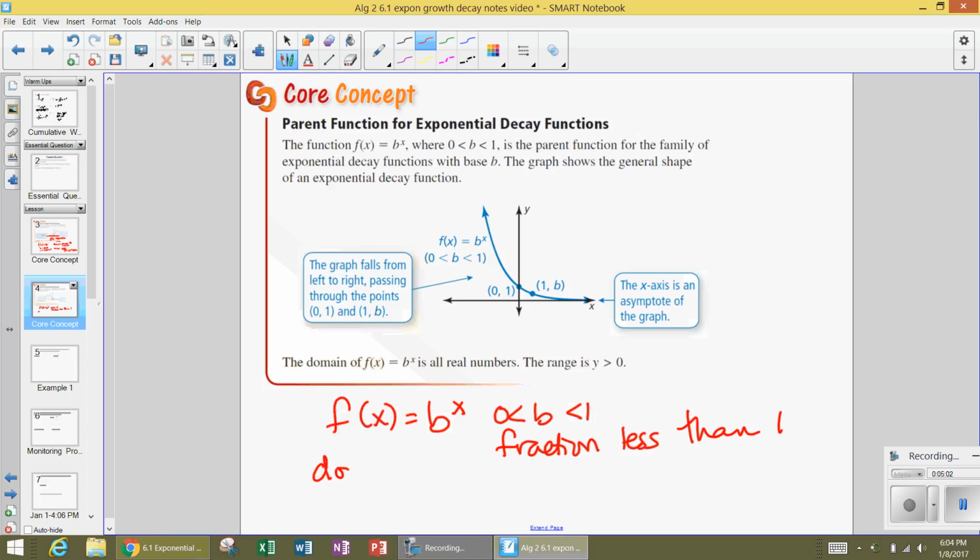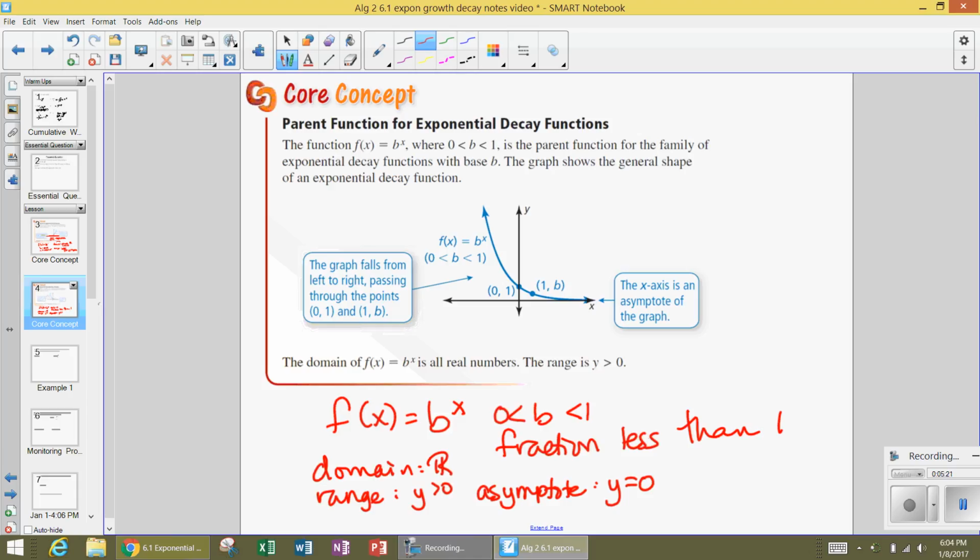The domain is still going to be all real numbers. The range is still going to be y is greater than 0. And the asymptote is still going to be, in this case, y equals 0 because we have not shifted the graph.